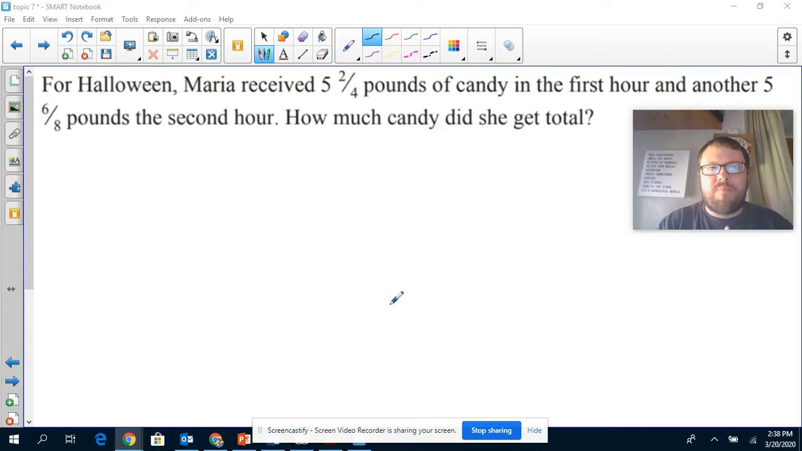Let's do some guided practice of when we add two mixed numbers together. Let's look at this problem and see what's happening. For Halloween, Maria received 5 2/4 pounds of candy in the first hour and another 5 6/8 pounds of candy in the second hour. How much candy did she get total?